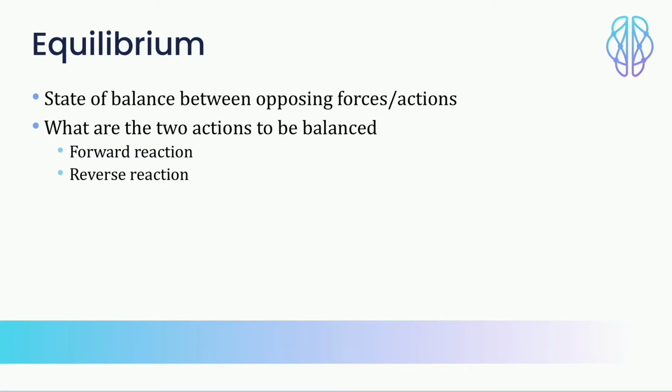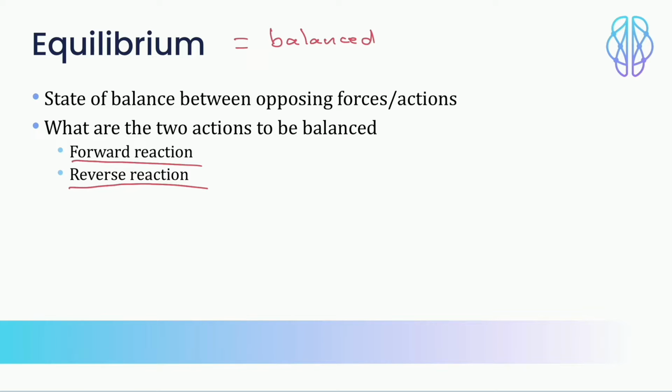Right, now that we have a basic understanding of reversible reactions, I want to talk about equilibrium. And whenever we talk about equilibrium, I want everyone to think about something being balanced. So equilibrium, by its definition, is a state of balance between opposing forces and actions. And now, what are our opposing forces that we need to balance? In regards to chemistry, we have our forward reaction, as well as our reverse reaction, which we're balancing.